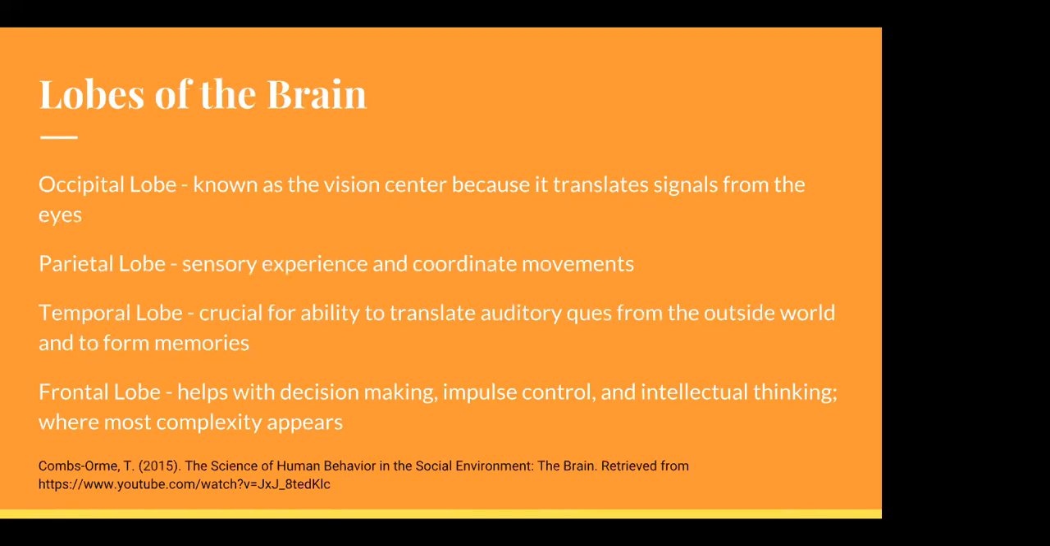And then your frontal lobe, which is going to be the most important lobe within this case, and it helps with decision-making, impulse control, and intellectual thinking. It's also the most complex part of the brain. This is the part of the brain that would have been injured in his accident. So it's important to know how that injury affects his behavior and his ability to make decisions and the intellectual thinking that he's concerned with for school.